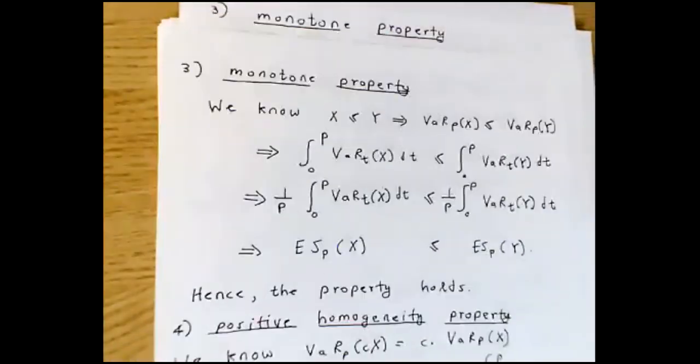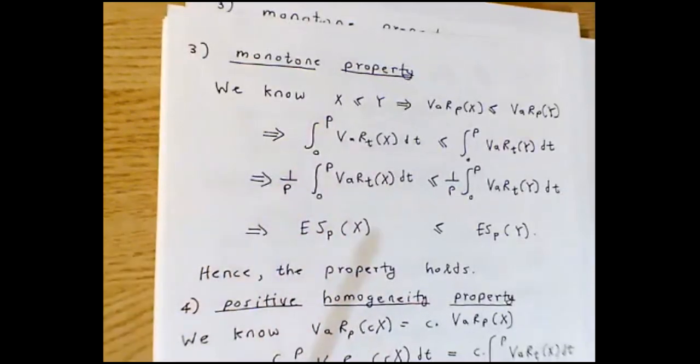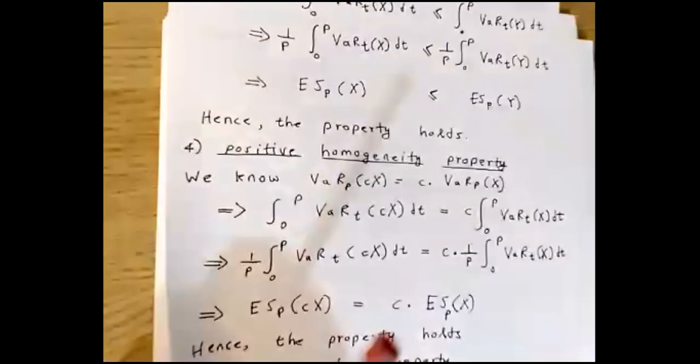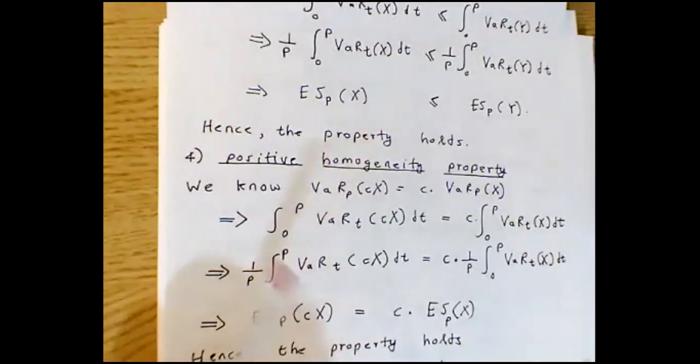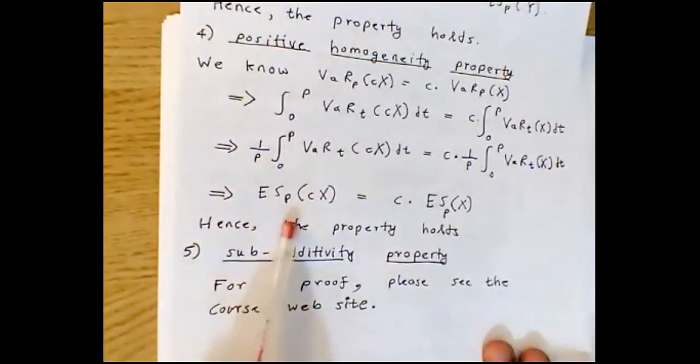And it satisfies the monotonic property. This is the proof. And it satisfies the positive homogeneity property. This is the proof for it. And finally, it also satisfies the subadditive property, but the proof is not straightforward.